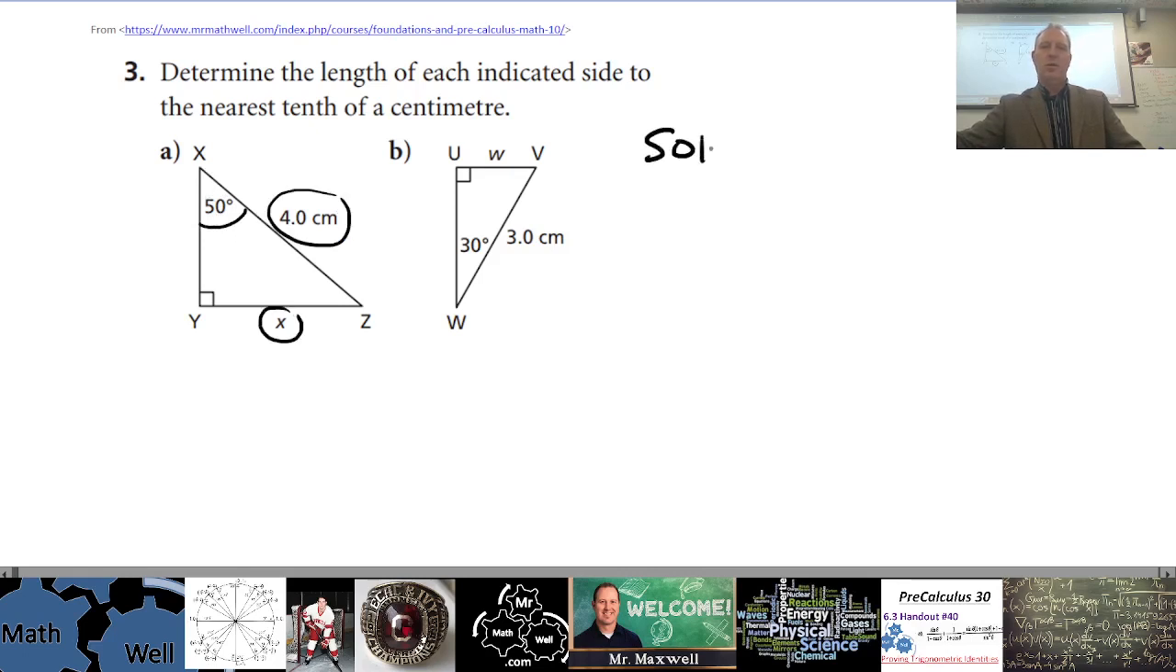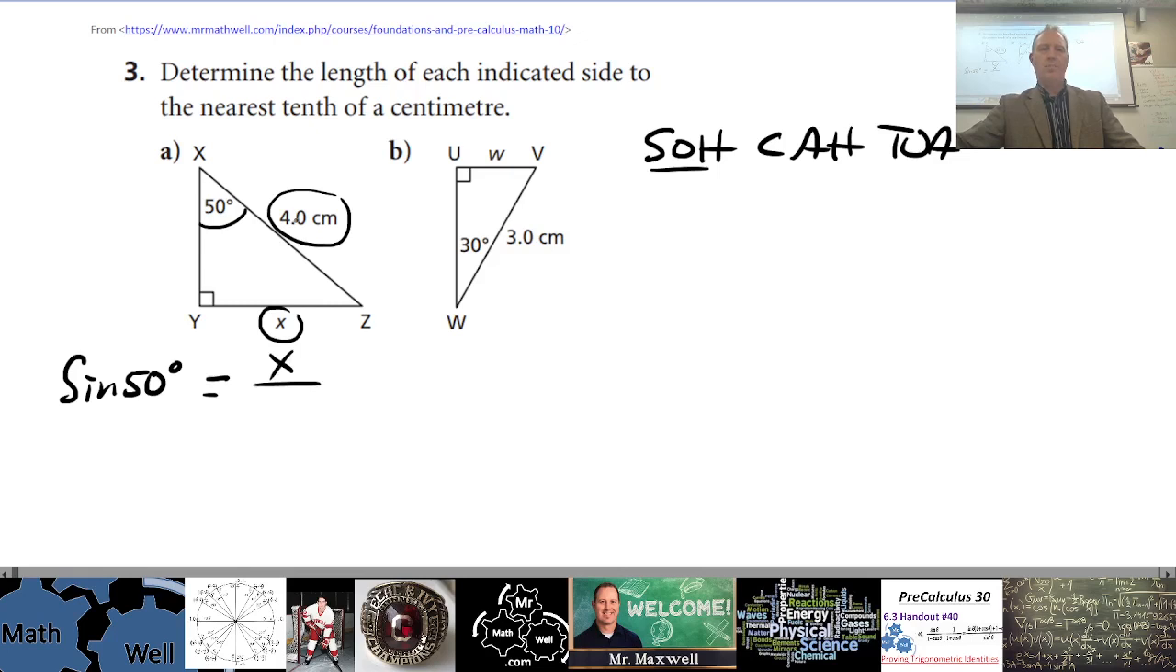So, SOH CAH TOA. Remember that? So we want to do sine, you just fill everything in now. 50 goes with the sine here, sine of 50 equals opposite x over hypotenuse, which is opposite the 90, over 4. So I multiply both sides by 4, and I get rid of the 4 on the bottom on the right. It pops up over here on the top on the left.